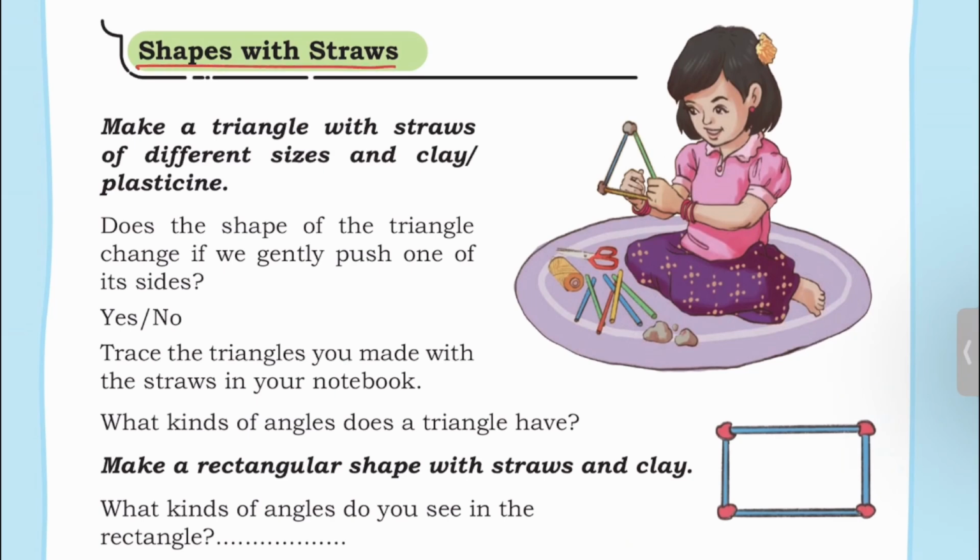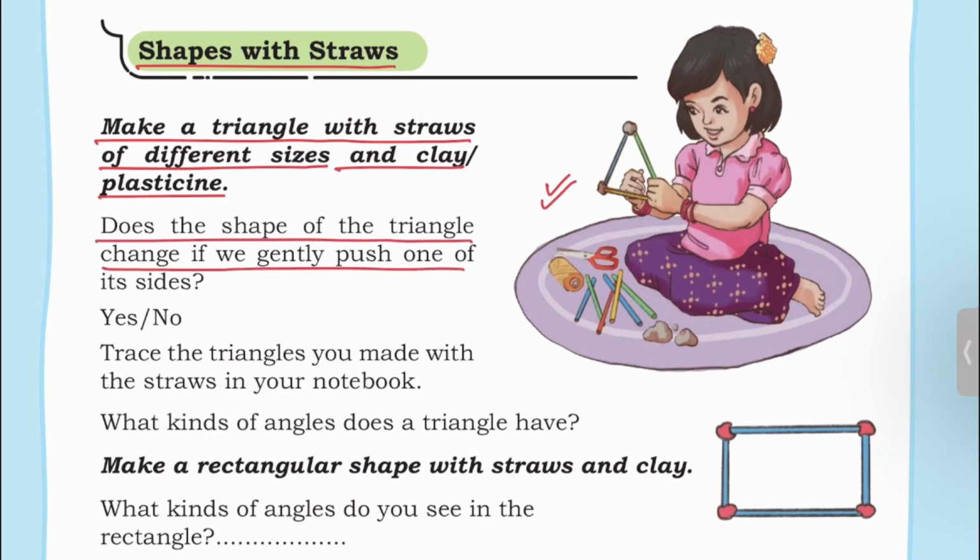Shapes with straws. Make a triangle with straws of different sizes and clay or plasticine like this. Does the shape of the triangle change if we gently push on one of its sides? The answer is no. Trace the triangles you made with the straws in your notebook. You have to put the triangle made using straws on your notebook and trace along the straws such that you get a triangle like this.